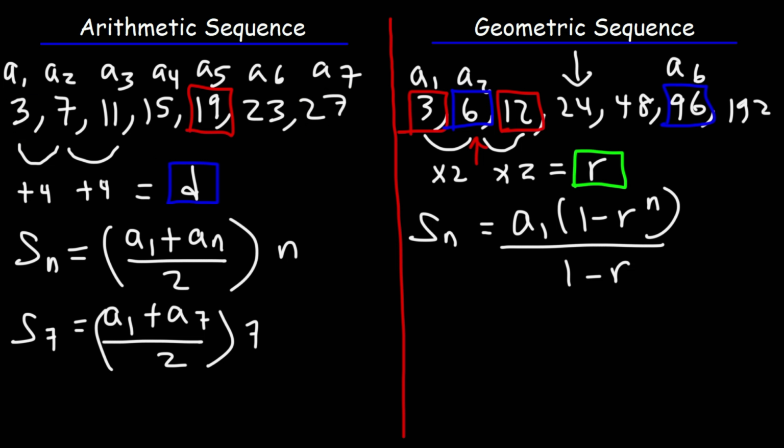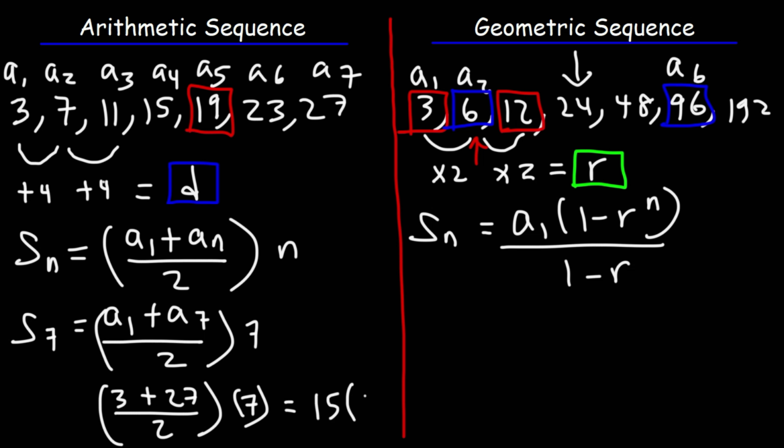So let's go ahead and plug this in. So this is 3 plus 27 over 2 times 7. 3 plus 27 is 30, 30 divided by 2, that's 15. So the average of the first and the last term is 15 times 7. 10 times 7 is 70. 5 times 7 is 35. So this is going to be 105. So that's the sum of the first 7 terms.